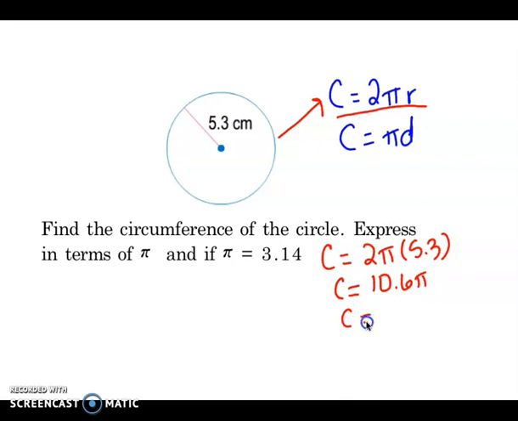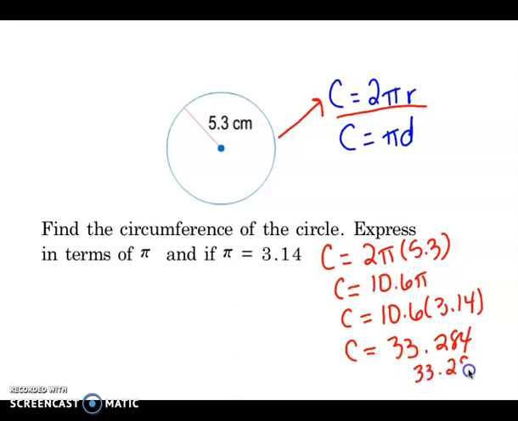And then we're going to sub in 3.14 for pi. So you take 10 and 6/10 and you multiply by 3.14. And we can round to the nearest hundredth if needed. And we should get the circumference is 33.284. If we round to the nearest hundredth, it's 33.28 centimeters. Okay, so if you're given the radius, you just sub it in for r and follow the formula. Pi will always be approximately 3.14.